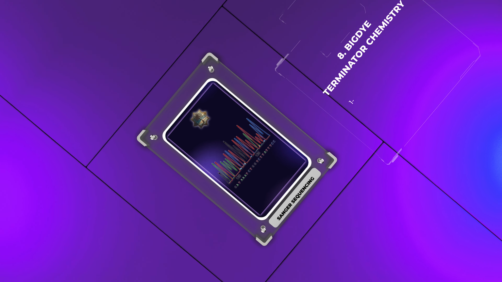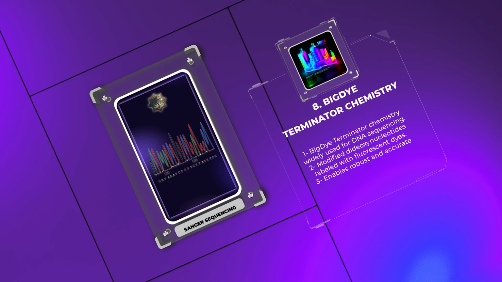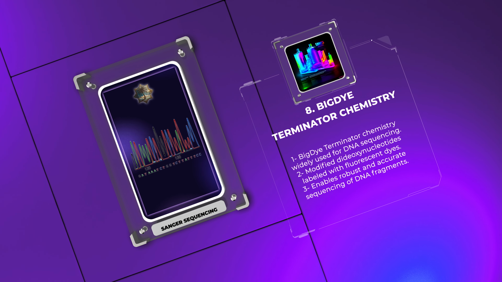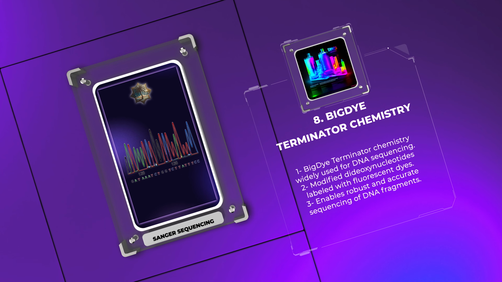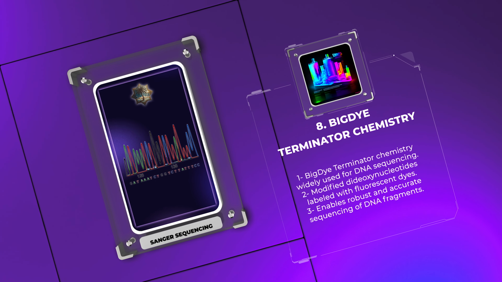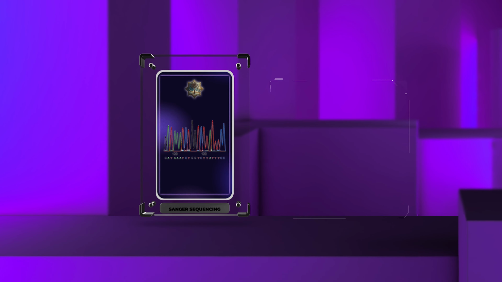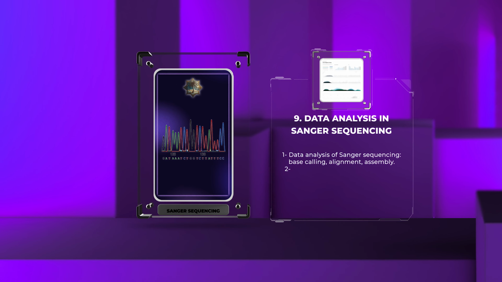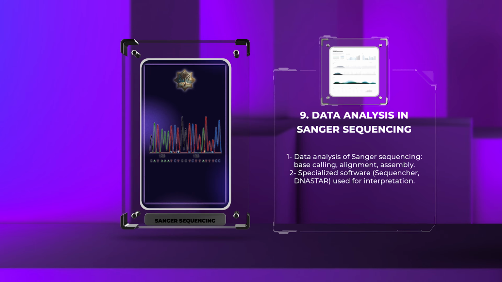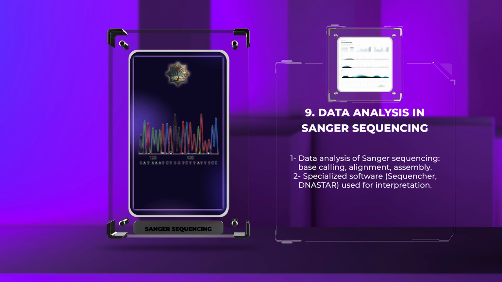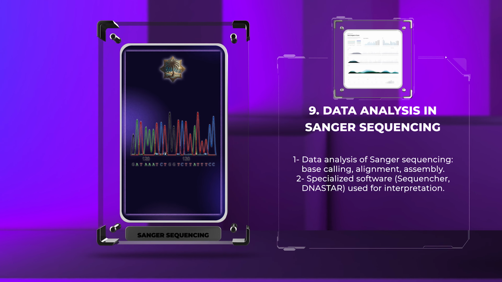Big dye terminator chemistry is a widely used method for DNA sequencing. It employs modified dideoxynucleotides labeled with different fluorescent dyes, enabling robust and accurate sequencing of DNA fragments. Data analysis of Sanger sequencing involves base calling, alignment, and assembly of DNA fragments. Specialized software, such as Sequencher and Nestar, is utilized for accurate interpretation of sequencing data.